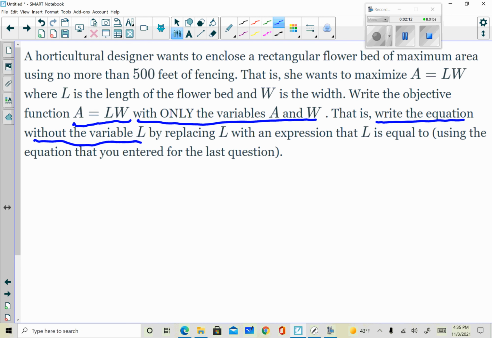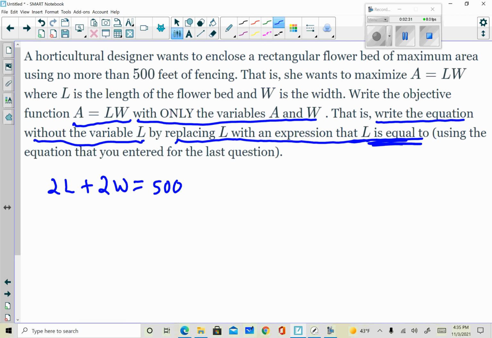So without L, we're going to replace L with an expression that L is equal to, using the equation that you entered in the last question. In the last question, we had 2L plus 2W equals 500. We're going to find what L is equal to by subtracting 2W from both sides, and then dividing by 2. 2L divided by 2 is L. 500 divided by 2 is 250. Minus 2W divided by 2 is minus W.